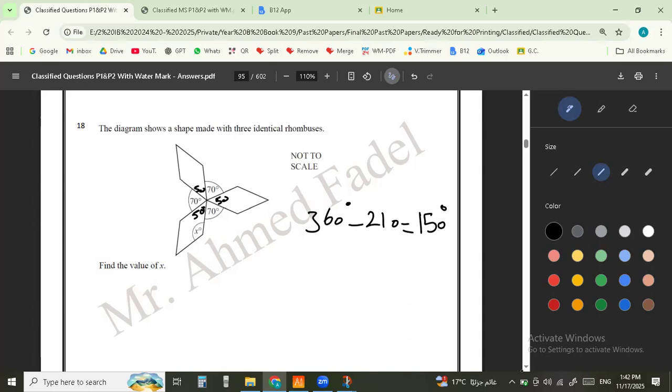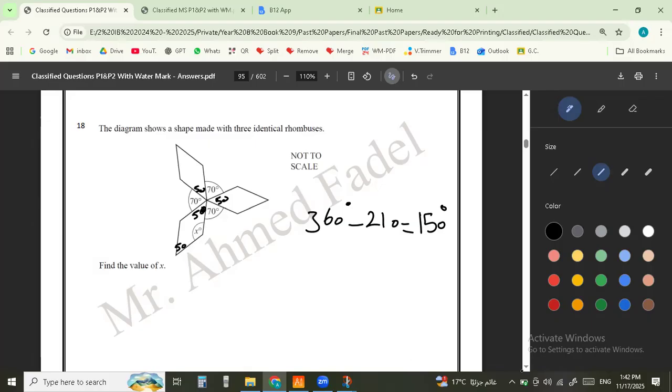But they want angle x, mister. They don't want this. Yes, we're going to use it right now. This is 50, so the opposite is also 50, because they are equal. Opposite angles in a rhombus, opposite angles in a parallelogram, are equal. So this is 50, and this is also going to be 50.